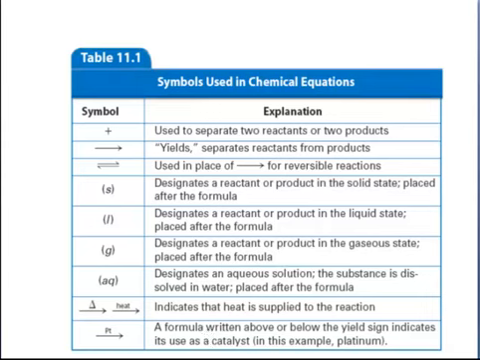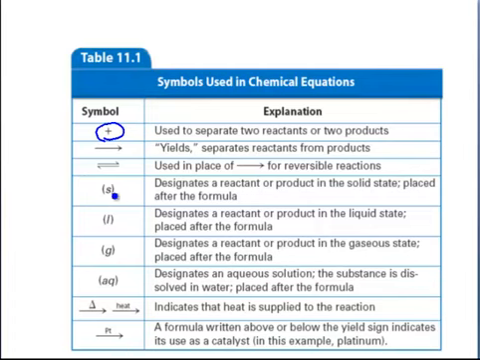Here are some symbols you'll be expected to know and use in your reactions. The plus sign basically separates your different substances. Basically, when you look at it, if you have hydrogen and oxygen, H2 plus O2, it just separates your 2 substances. This arrow means to yield or produce. It separates your reactants from your products. This double arrow here is an arrow that shows a reversible reaction or something that's in equilibrium. It goes back and forth, so it's a double arrow.